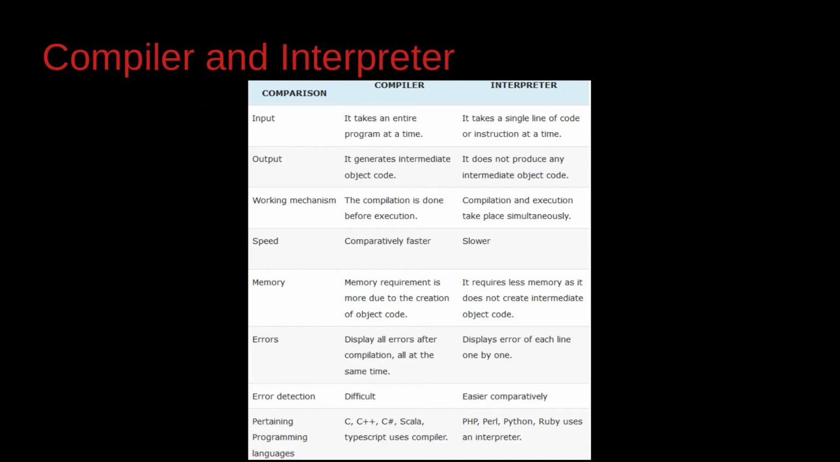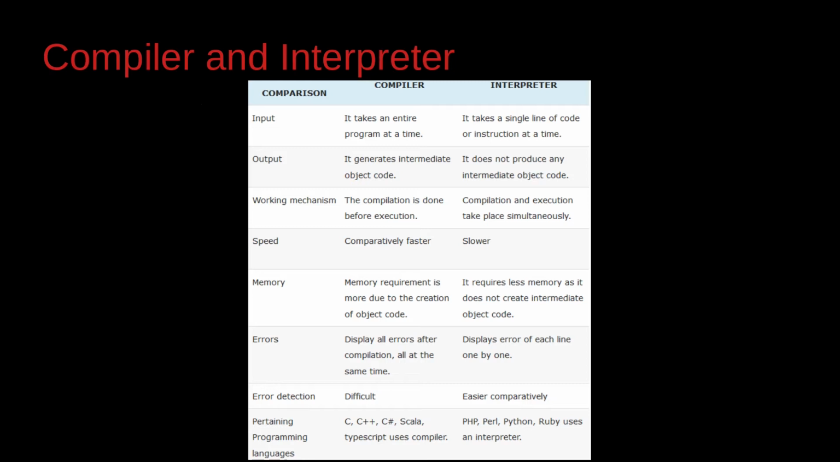Okay, in comparison, for input, the compiler takes the entire program at a time. It means that the entire program you write is worked upon at the same time. While in the case of interpreter, it takes just a single line of code or instruction at a time.